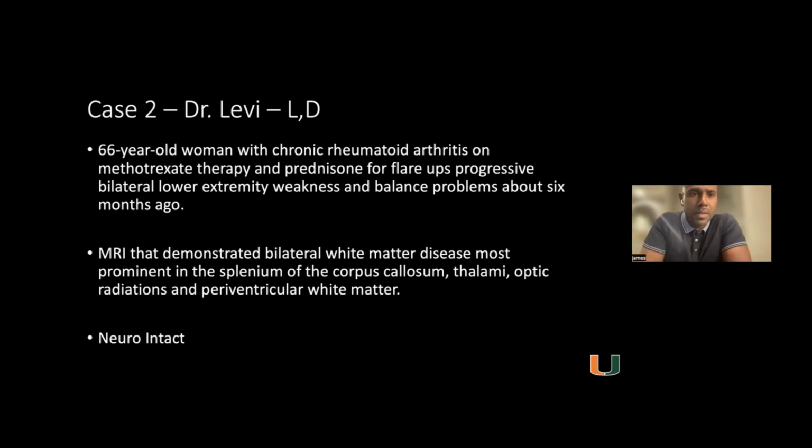So, second case, Dr. Levy's patient: a 68-year-old woman with a history of chronic rheumatoid arthritis, who has been on methotrexate as well as prednisone for flare-ups. She presented with lower extremity weakness and balance problems for about 6 months. Her husband was a neuroradiologist, so she got all the imaging you can imagine, but in particular, the MRI showed diffuse bilateral white matter disease throughout the brain. On exam, she was actually neurologically intact. She's elderly and frail, but she was full strength and had no signs of myelopathy.